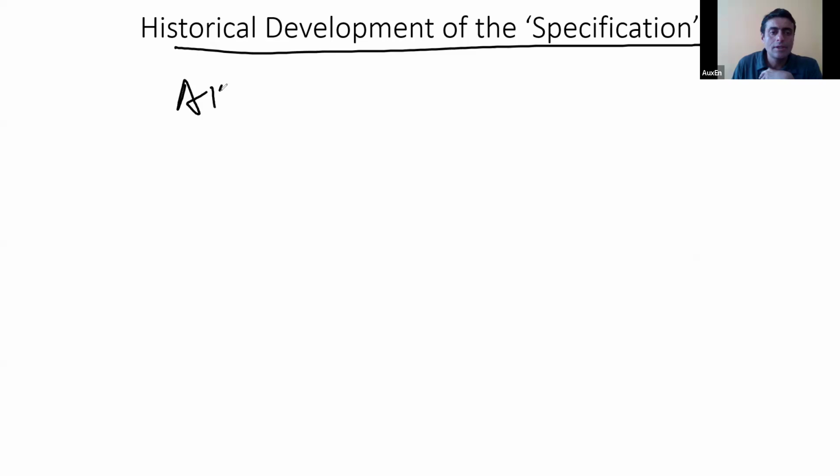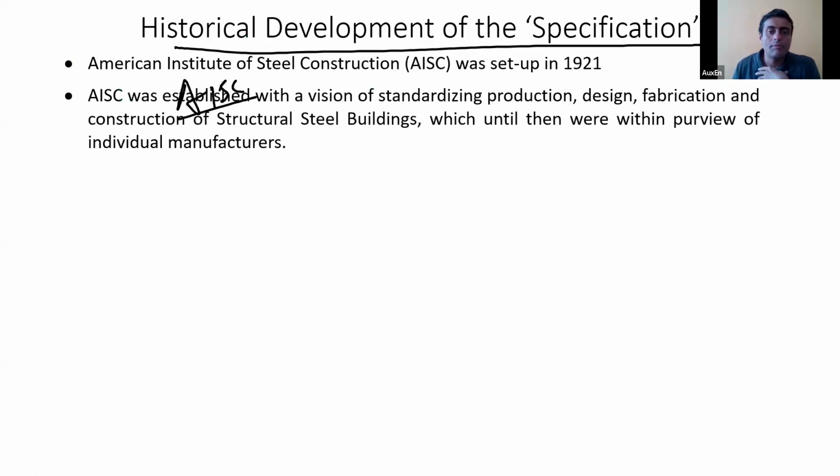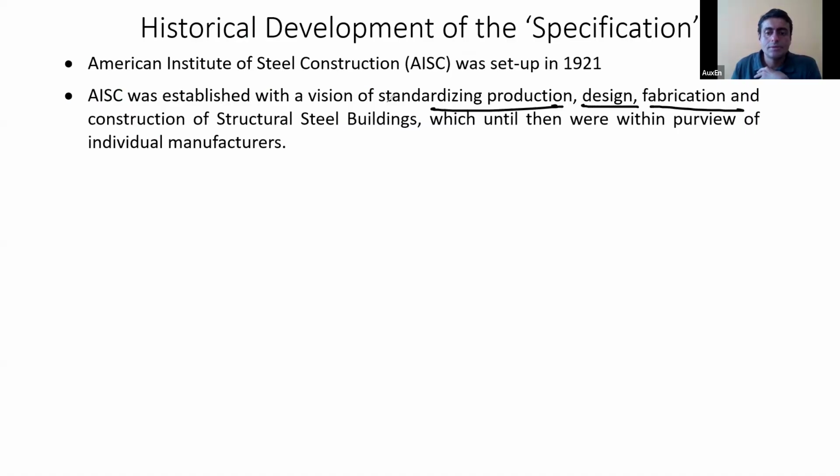So this AISC, American Institute of Steel Construction, was set up in the year 1921 with the view of standardizing the steel construction, standardizing the production of steel, the fabrication of steel, the design, to standardize all these things, and even materials. So to standardize all these things, the AISC was set up, American Institute of Steel Construction, in 1921.